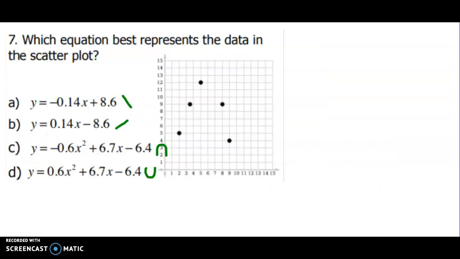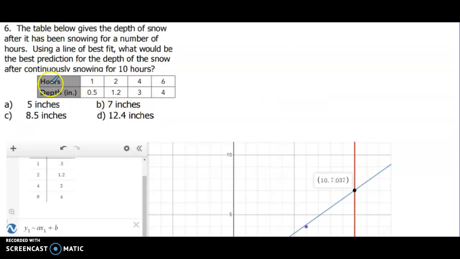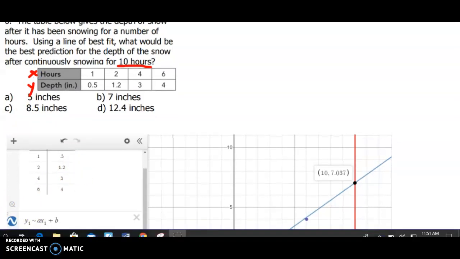All right, number 6. I don't even have to read this whole thing. I can see that it's given me data, and I have to make a prediction of how deep it'll be after 10 hours. So I go to Desmos, I click on my plus sign, I click on the table, and I enter in my table. Remember, the one on the top is always your X, the one on the bottom is your Y. I type that in.